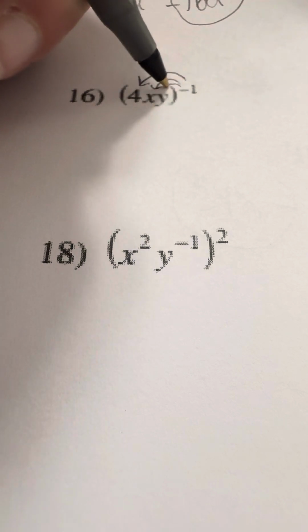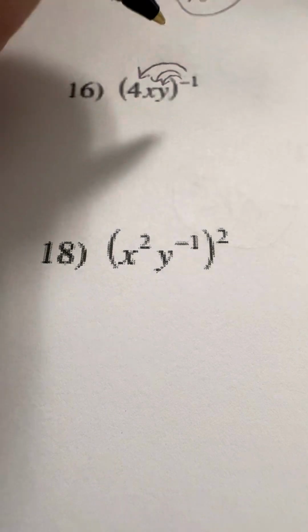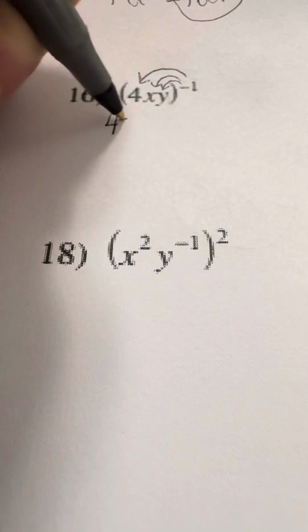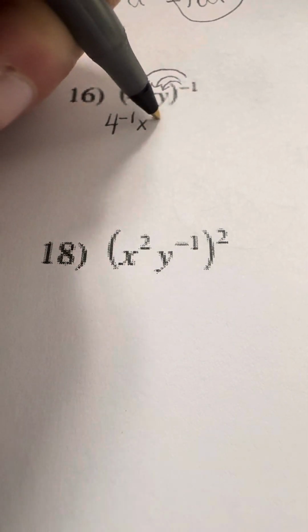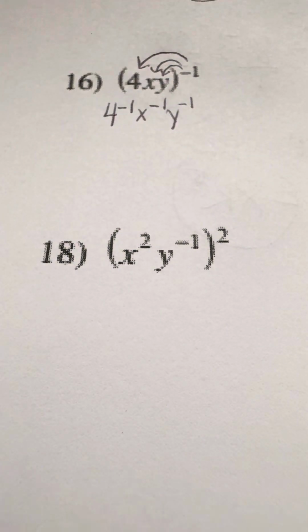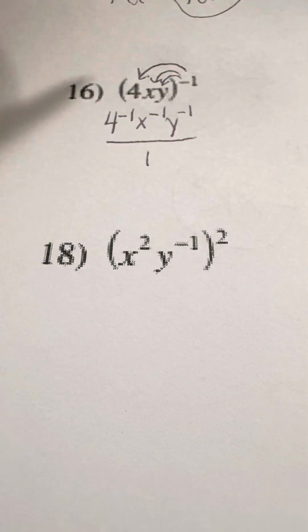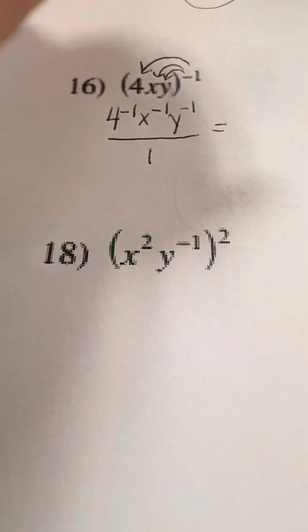So these are all 3 different types of things. So all of those are going to be applied separately. 4 to the -1st, then x to the -1st, and then y to the -1st. And again, we can't leave negative exponents, so we're going to put this over 1. That means everything that is up here is going to be down the denominator now as a positive exponent.